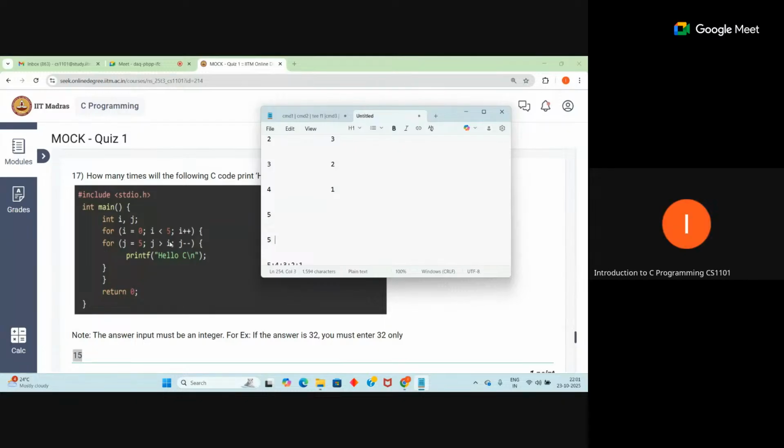But here, you have to count it separately. First time it has executed 5 times. Next time it has executed 4 times. Next 3. So 1 plus 2 plus 3 and so on, which is n into n plus 1 by 2. 5 into 6 by 2 is 15.